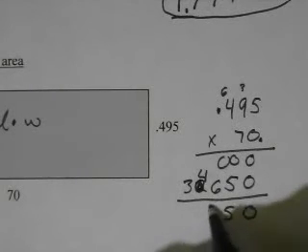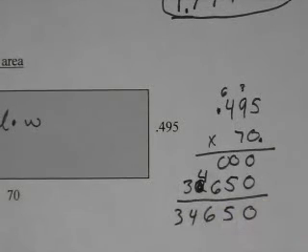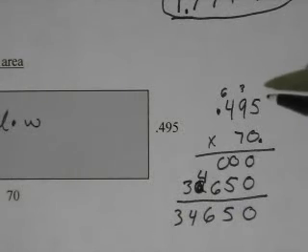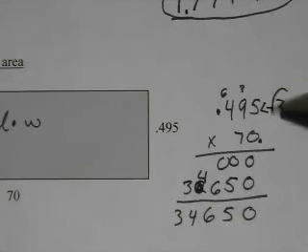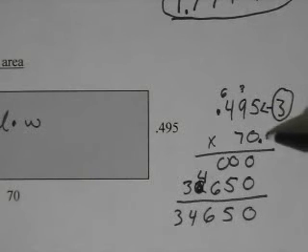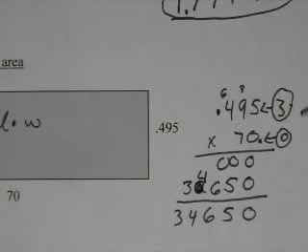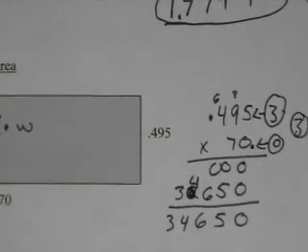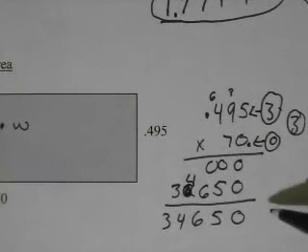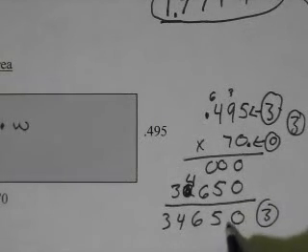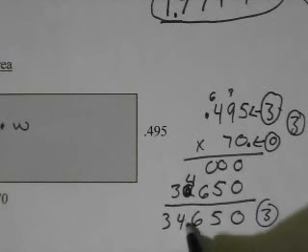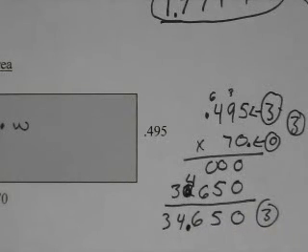0, 5, 6, 4, 3. Now, your decimal, let's see, in this row, we have 3 numbers after the decimal. In this row, we have none. 3 plus 0 gives us a total of 3 numbers after the decimal in the problem. So in our answer, we also need to have 3 numbers after the decimal. 1, 2, 3. That is our answer.